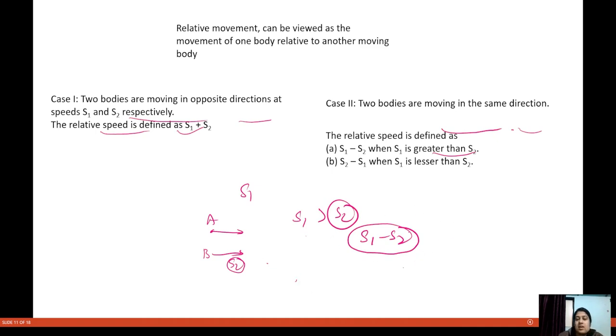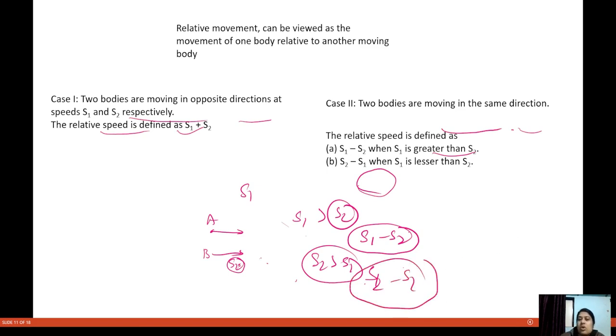And then one more condition will be there. We are moving in the same direction. In this case, if my speed is greater than your speed, s2 is greater than s1, then our relative speed will be s2 minus s1. So we are coming towards each other with the speed s2 minus s1. This is when two bodies are moving in the same direction.